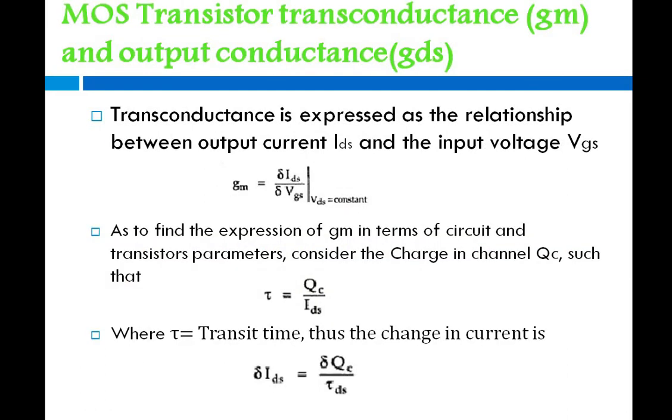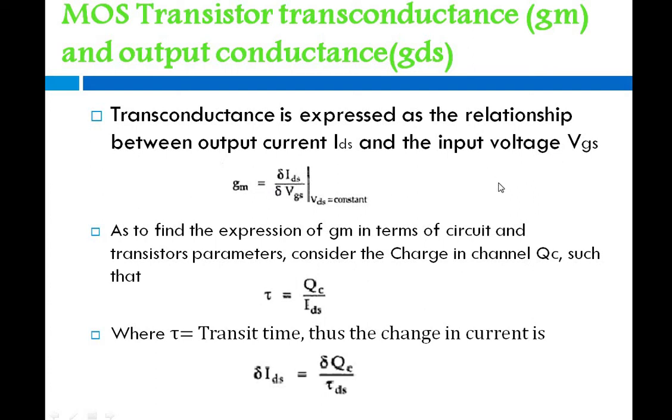Next, very important for the MOS transistor are transconductance gm and output conductance gds. These are the two things that we have to see. What is the first one? Transconductance. What is transconductance? It is given by the expression gm equals mod of delta IDS divided by delta VGS. IDS is your drain to source current, and VGS is the gate to source voltage, where VDS should be constant.